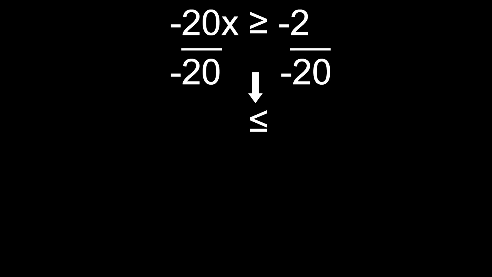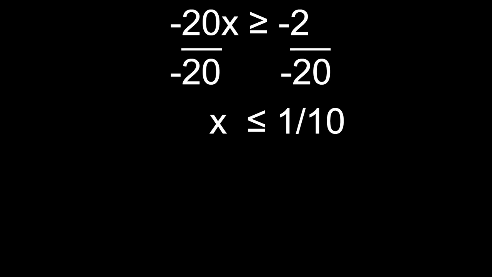From here, you could just proceed as usual. You have negative 20x divided by negative 20 and negative 2 divided by negative 20, which gives us x is less than or equal to 1 over 10.